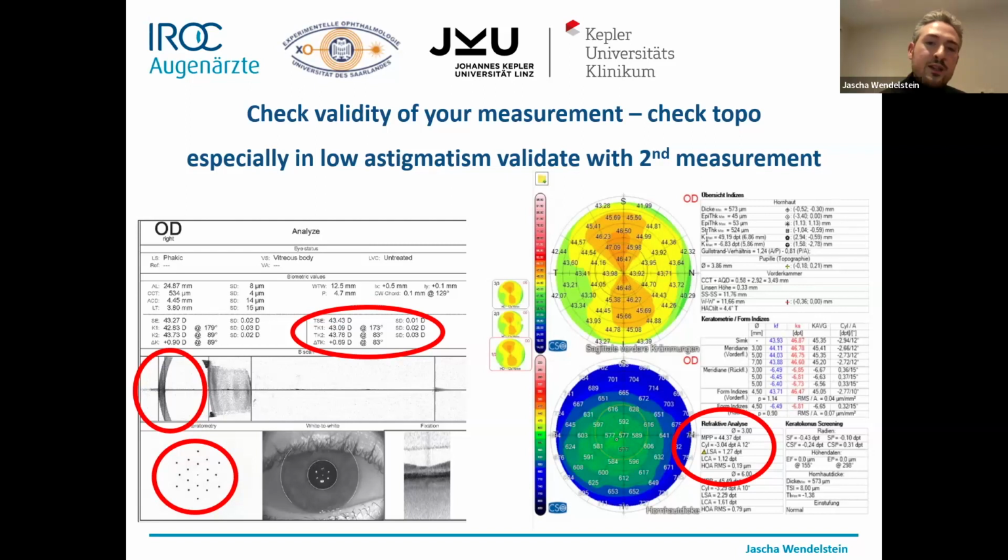So especially in cases of low astigmatism magnitude, where the measurement quality itself or where the repeatability of the measurement is of question, I would just do a second biometry measurement and check that the difference between both measurements is not too high. Otherwise, I would maybe use some lubricating eye drops and see if I can gain a bit of repeatability in the measurement from that.